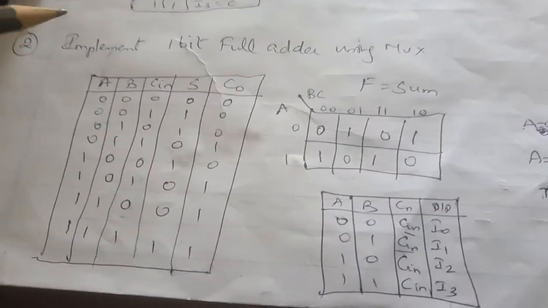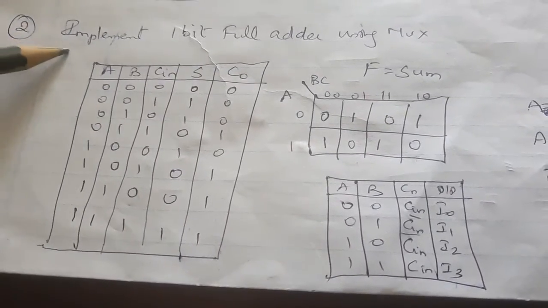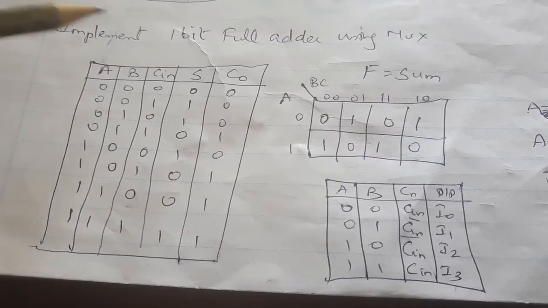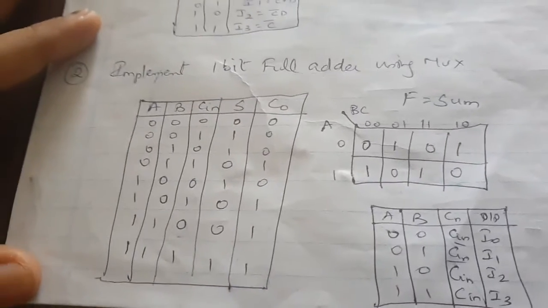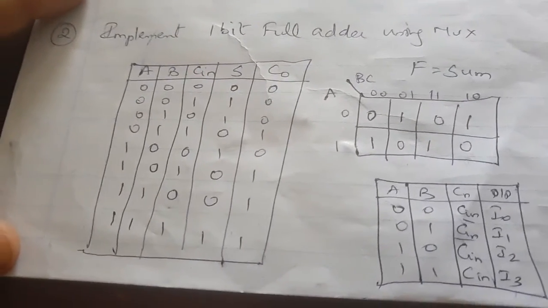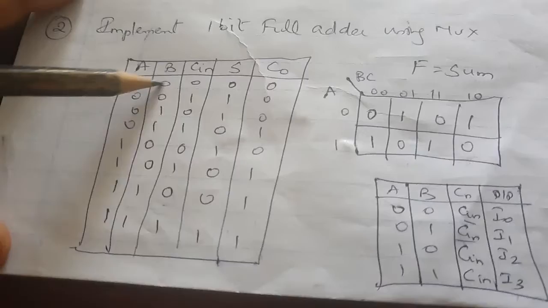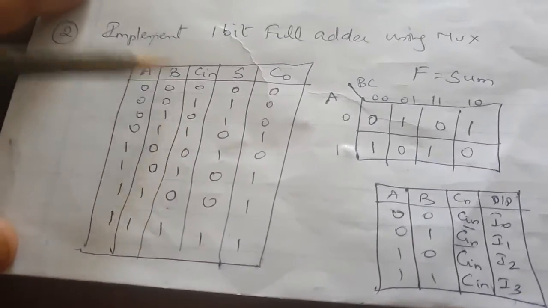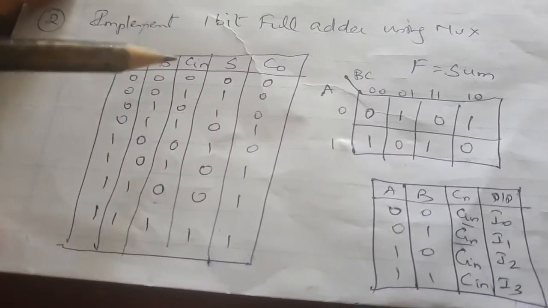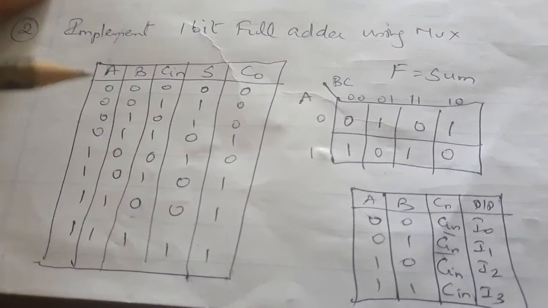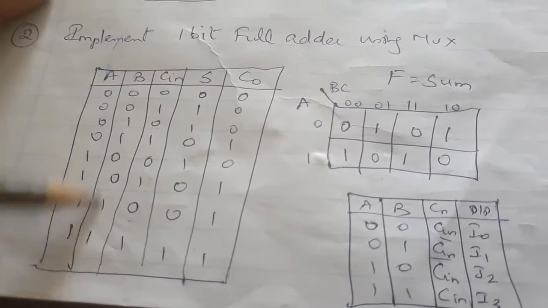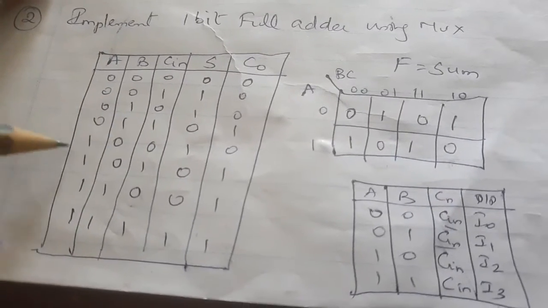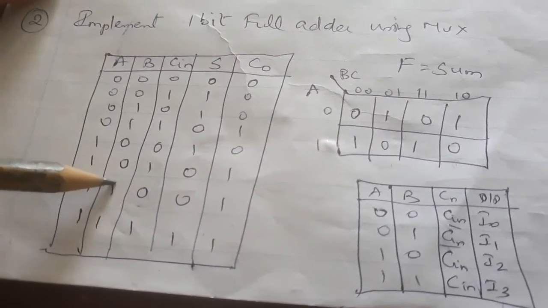Next one is implement one bit full adder using mux. So I am using a full adder circuit. In your Unit 2 we have derived how to design a full adder. You can watch my video on full adder circuit. So in full adder it means that it's a 3 input. ABC the input, which will have the carry input 0. A and B is 0 which will have the carry input 1. Like that you are going to make a combination for 0, 1, 1, 0 and 1, 1.